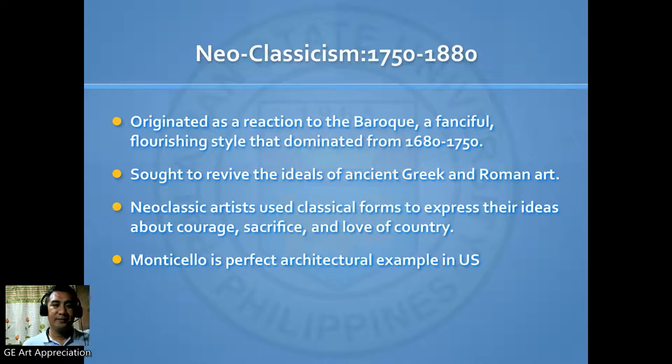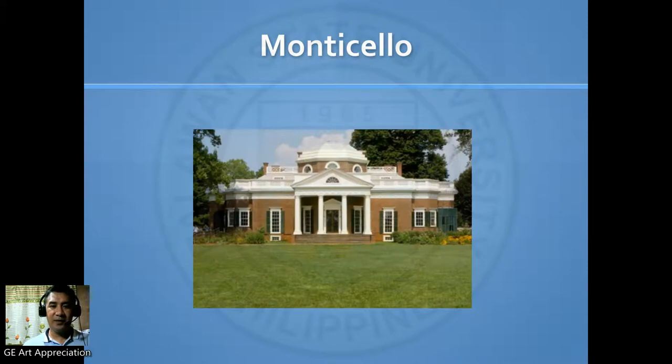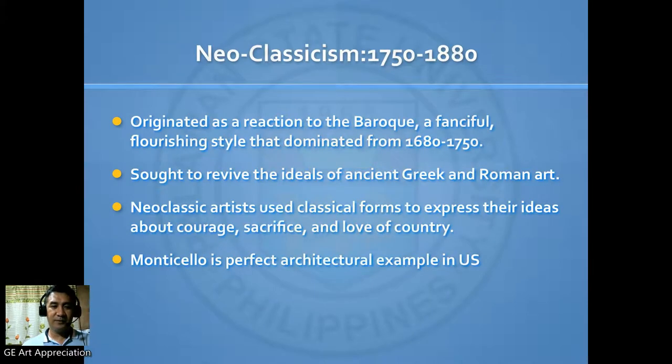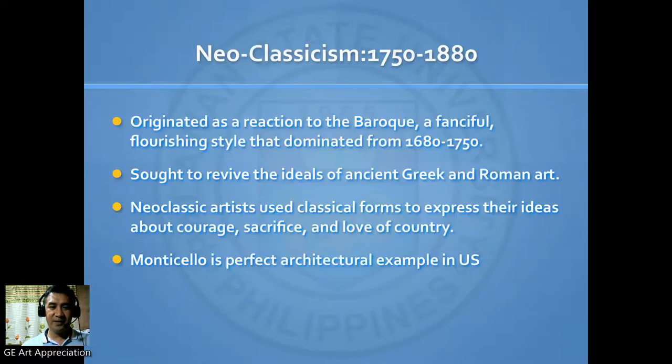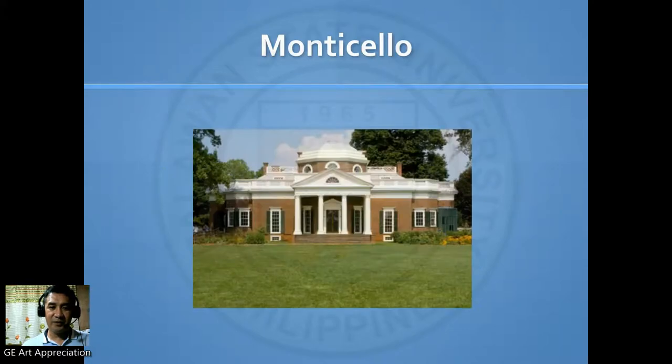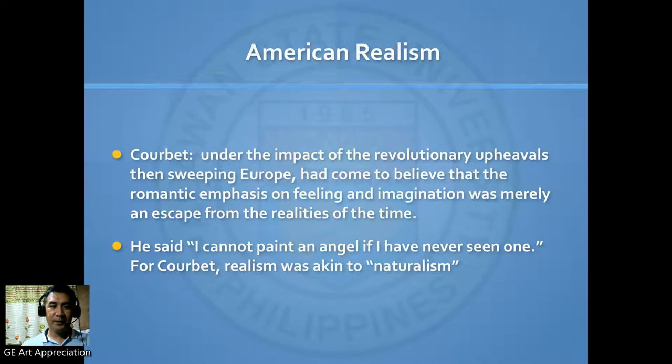Let's take a look at Neoclassicism in 1750 to 1880. It says here it originated as a reaction to the Baroque, a fanciful flourishing style that dominated from 1680 to 1750. It sought to revive the ideals of ancient Greek and Roman art. Monticello is the perfect architectural example in the US. Let's take a look here. This is Monticello, the perfect architectural example in the US.